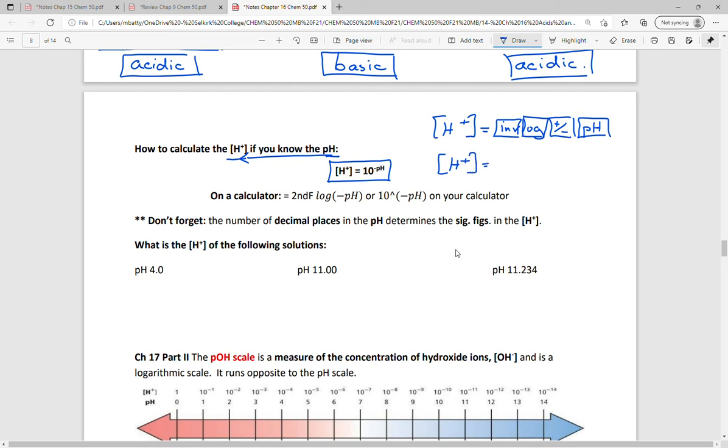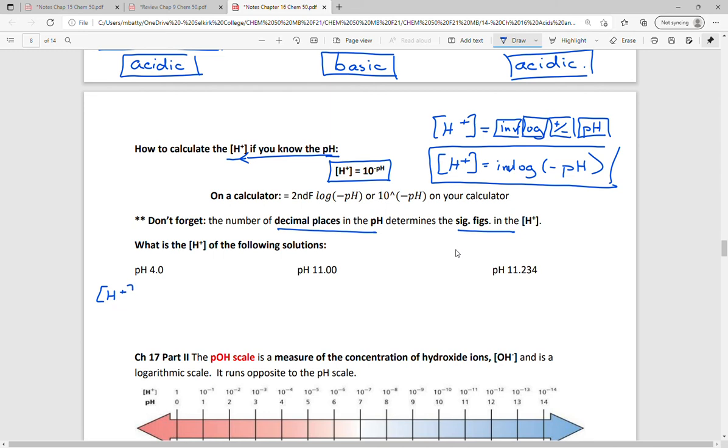Sometimes I write out the formula as inverse log negative pH, which is inaccurate in the math world, but that's a handy way: INV, log, negative pH. So again, let's practice with your calculator here. And this is going the other way. So the number of decimal places in the pH is going to give me the sig figs in the hydrogen ion concentration. So if I'm given the pH of 4, the hydrogen ion concentration, and this is my weird amalgamation of buttons I push on the calculator and the equation, so inverse log negative 4.0.